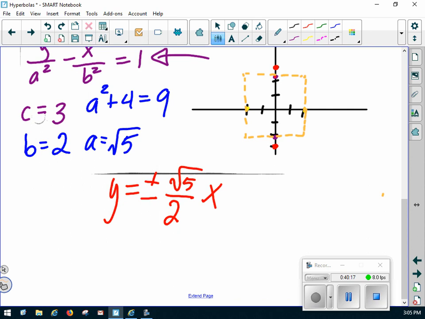Now look at this. Look at this. Your asymptotes are the diagonals of that rectangle.